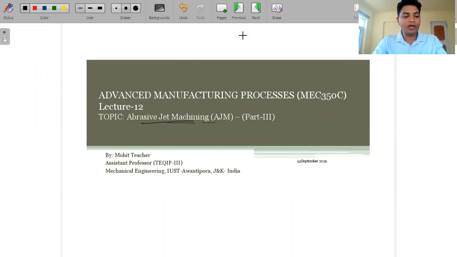Today in this session, we are moving forward and going to discuss how the parameters that we take affect the material removal rate. There are a number of parameters, but three are very important. That we are going to discuss today, and then we will take the numerical problems, whatever I have found. So let's start.